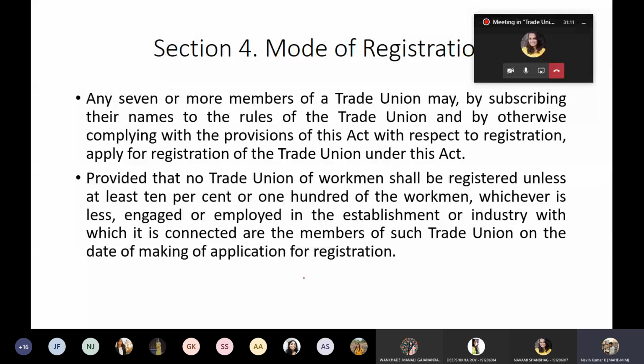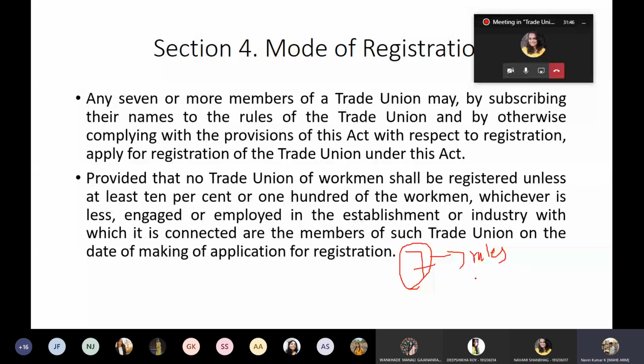Navami, suppose you want to form your own union within an organization in which you are working. I hope you understood the first condition. You need to take 7 members, and they must subscribe their names to the rules of your trade union. While forming a union, you will frame rules and objects. Those 7 members are the subscribers that you need to satisfy. One document is ready now.